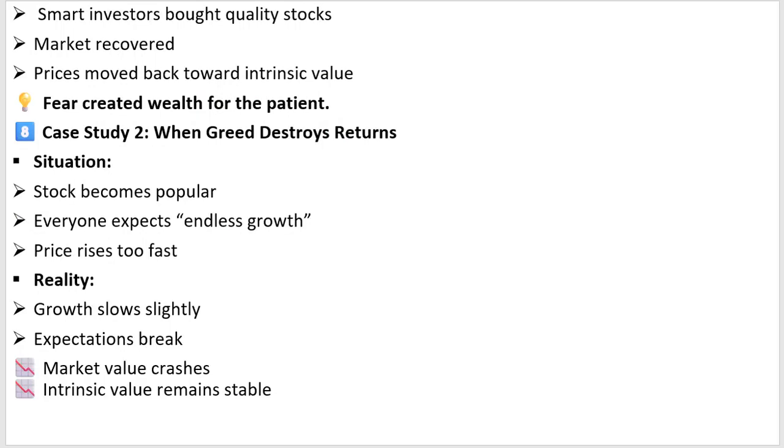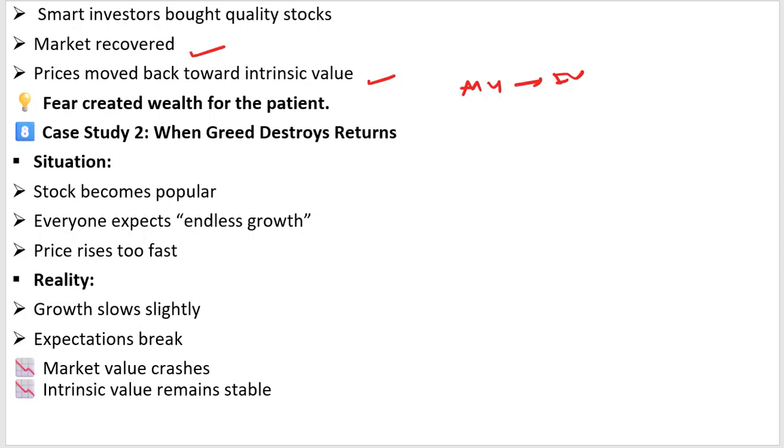Smart investors bought quality stocks. Here, this is the main thing. The market recovered. Prices moved back toward IV value. This is a zero sum game. Price, MV, always leads to IV value.